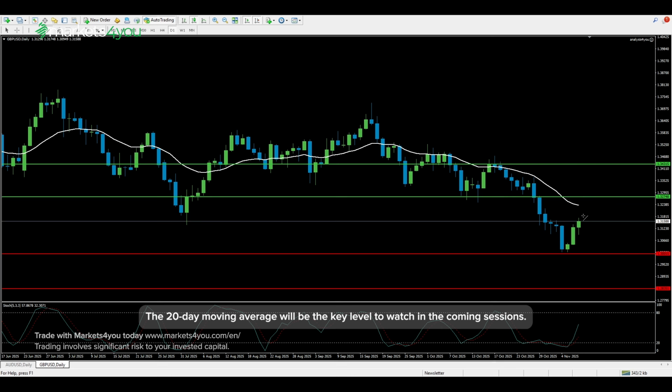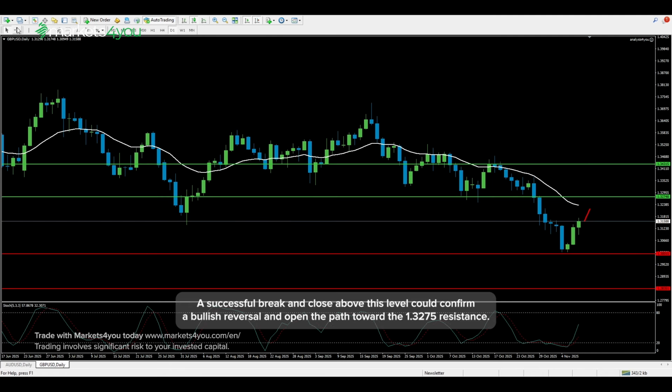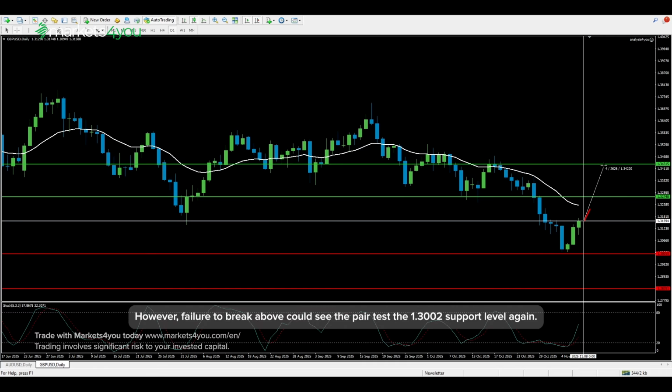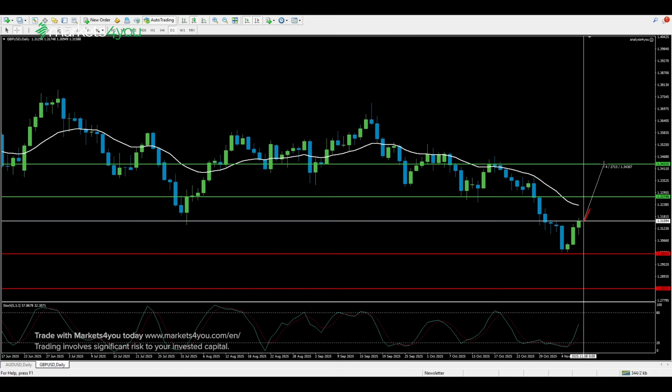The 20-day moving average will be the key level to watch in the coming sessions. A successful break and close above this level could confirm a bullish reversal and open the path toward the 1.3275 resistance. However, failure to break above could see the pair test the 1.3002 support level again.